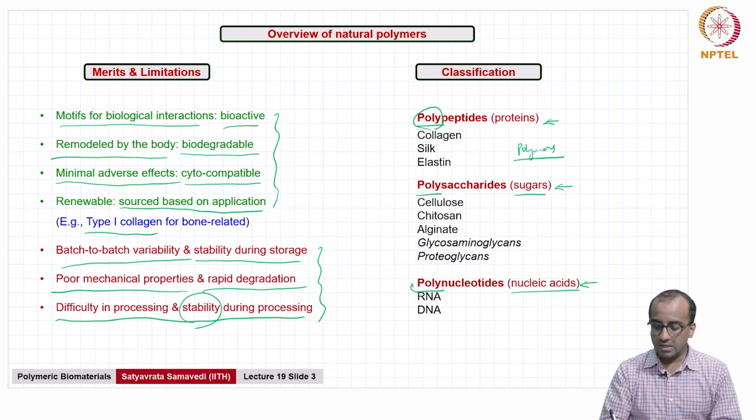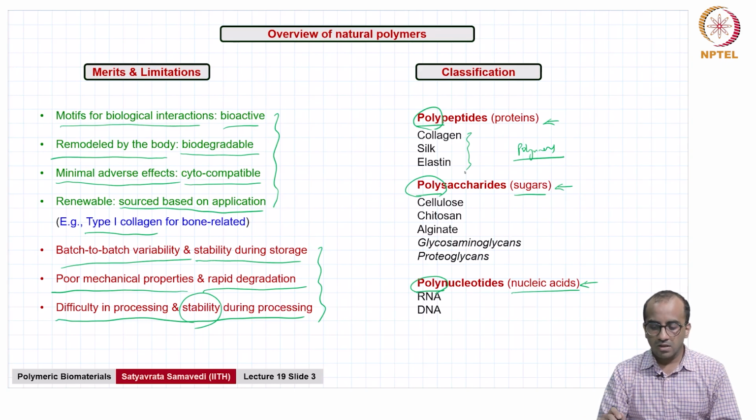So, the word poly there should indicate that many of the concepts we have seen earlier for polymeric systems will apply quite well to these kinds of polymers as well. Under polypeptides or proteins, we list a few types: collagen, silk and elastin, some of which we will have a chance to look at in this lecture.